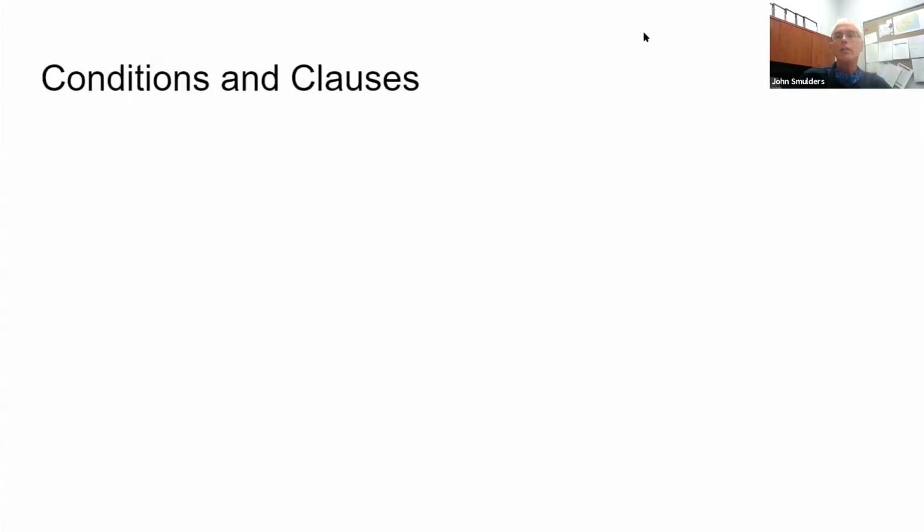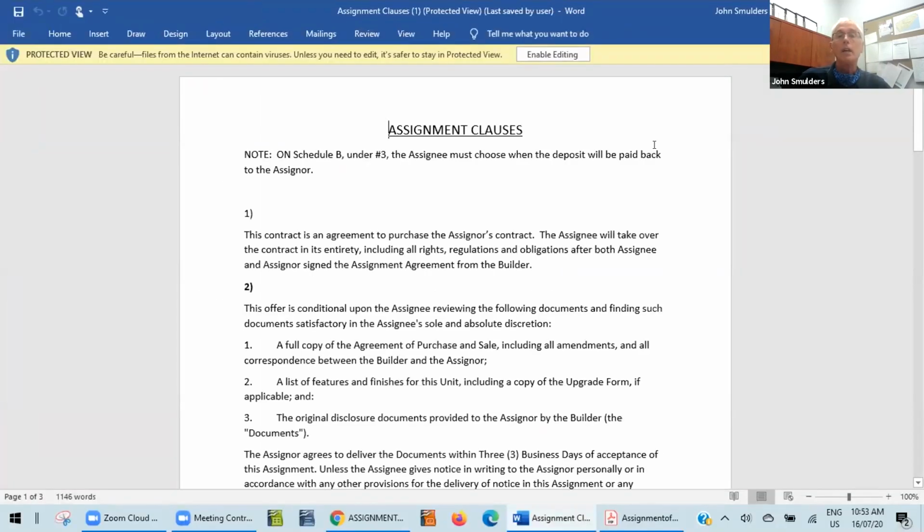Conditions and clauses. Oh, the really dry part of this presentation coming up now. Assignment clauses. These assignment clauses can be found in your Google Drive and in the web forms. When you're in web forms creating an assignment, these assignment clauses are already preloaded into Schedule A for you. And all you have to do is choose the ones that you want to use. All right, these are the most common ones though, and they're used a lot.